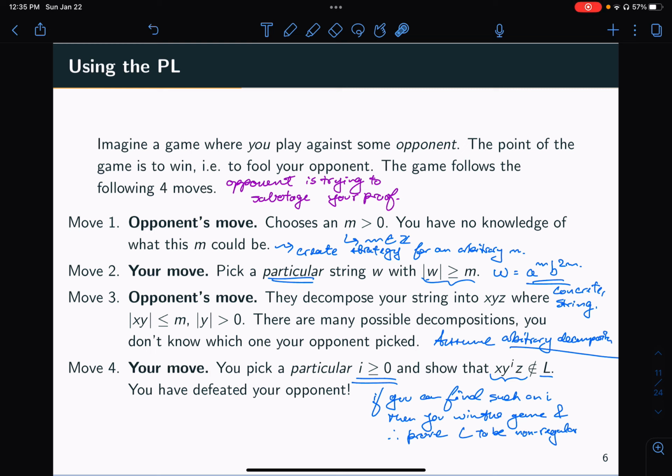The only thing you can do is be more brilliant than them. To do that, you have to make your choice of string and your choice of I brilliant. They have to be exactly the right, suitable choices to derive what you really want, which is a contradiction, the contradiction being that the pumping lemma is not satisfied.